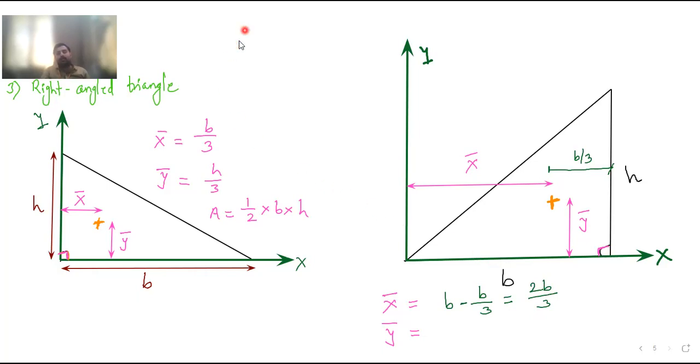And now what is y bar? What is y bar? H/3. Y bar is equal to H/3. विचारच करत नाही आपण कुठल्या गोष्टीचा. How it is 2H/3? And why?